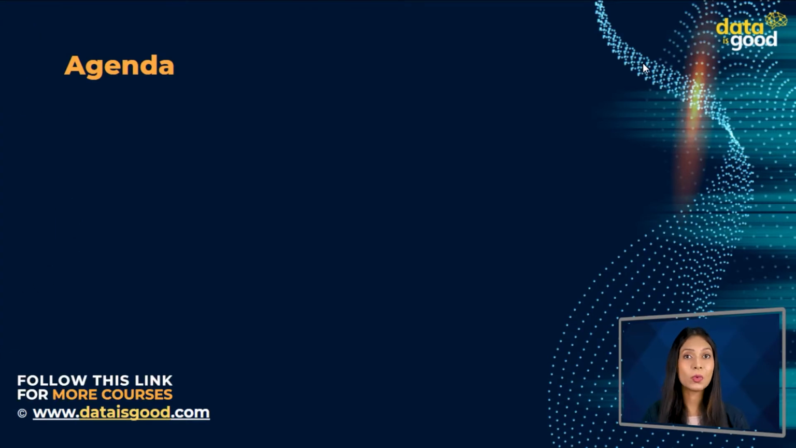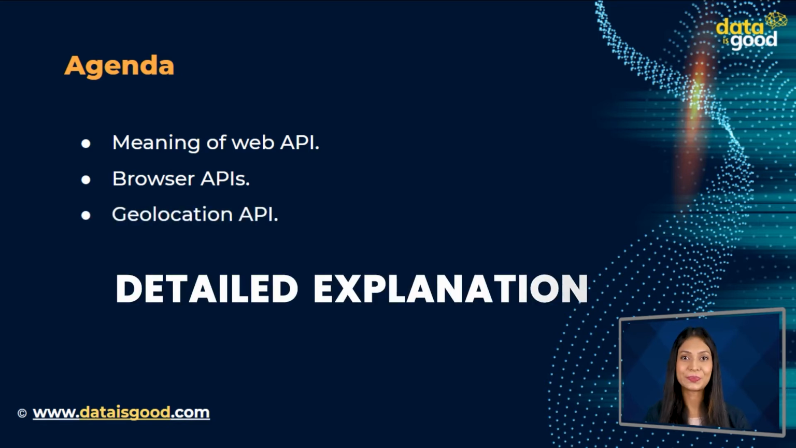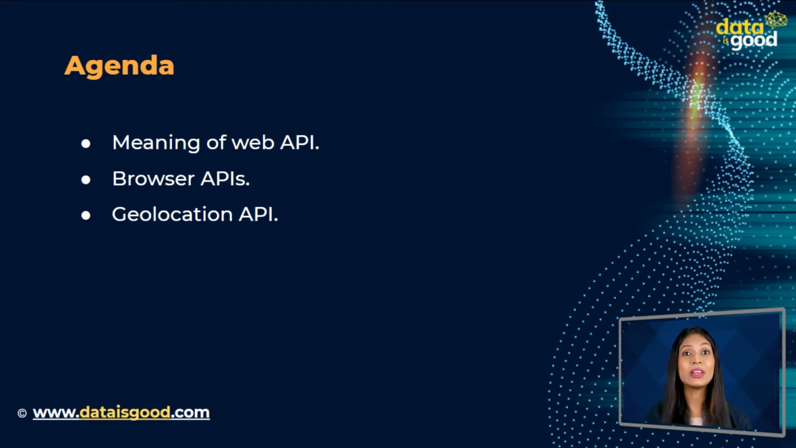Today we are going to learn a very interesting concept called API. But before that, let us quickly see the agenda of the lecture. We will start off with the meaning of Web API. Then we will see what browser APIs are. After that, an example of the geolocation API with detailed explanation. And in the end, we will learn about third-party APIs. So without wasting any more time, let us get started.